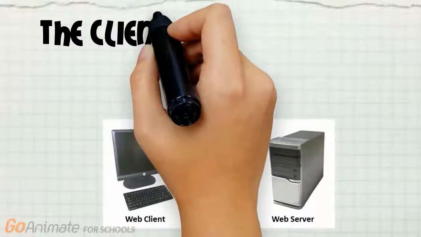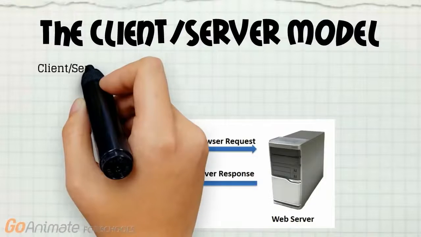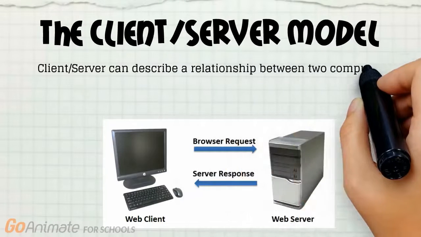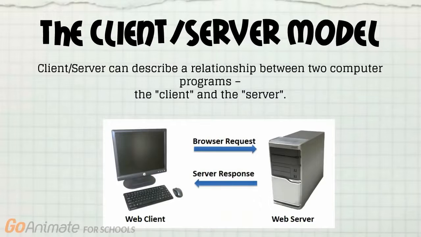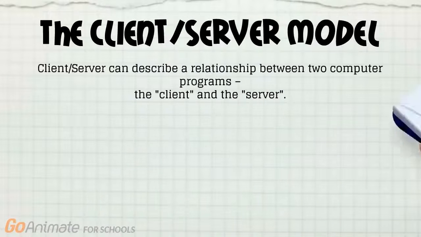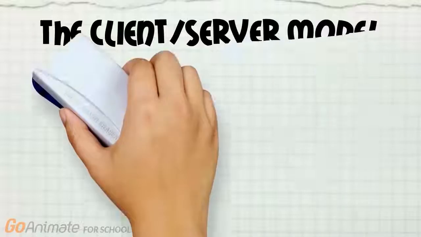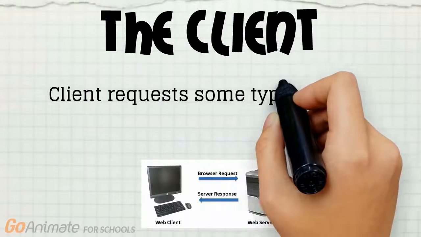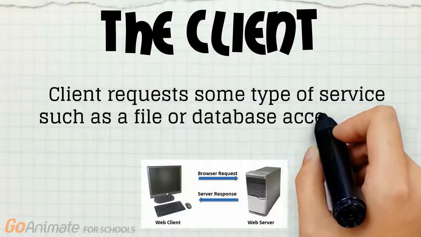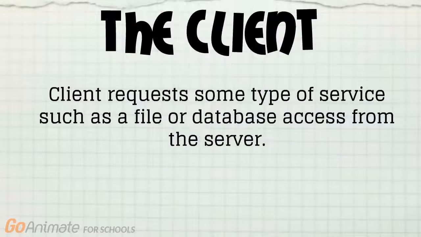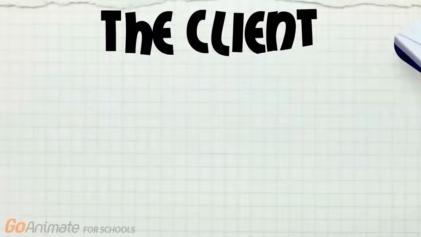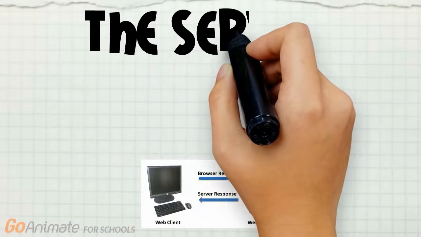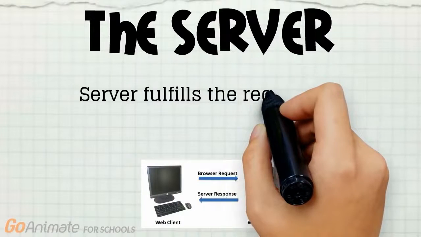Client-server can describe a relationship between two computer programs, the client and the server. For Internet, client is web browser and server is web server. Client requests some type of service, such as a file or database access, from the server. And server fulfills the request and transmits the results to the client over a network.